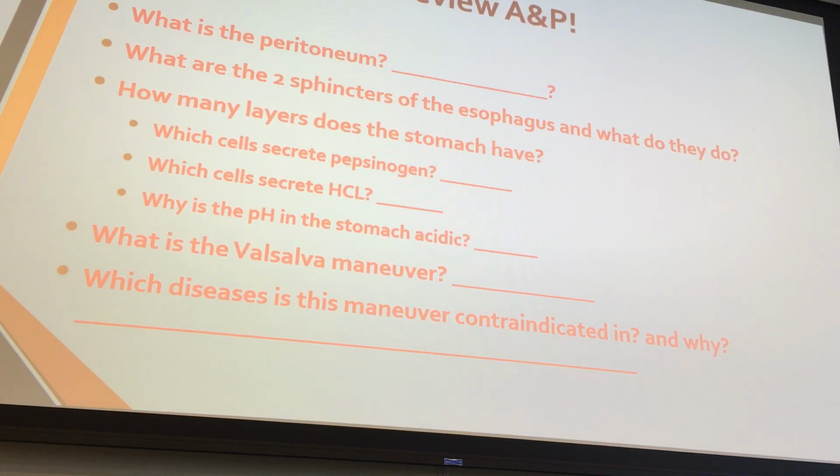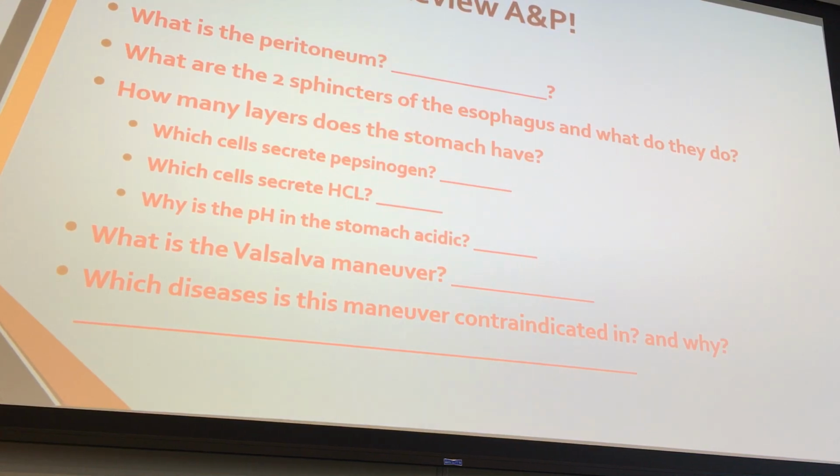Okay. Two sphincters of the esophagus. What are they? Upper and lower. Okay, and we're going to talk about those. Which cells secrete pepsinogen? Chief cells. And which ones secrete hydrochloric acid? Parietal. Okay. Why is the pH in the stomach acidic? Yeah, we want it to kill the bugs, right? We want it to be so acidic they can't live.